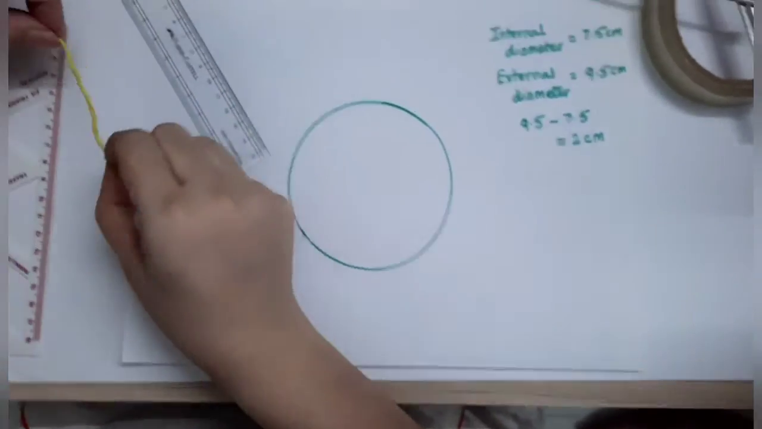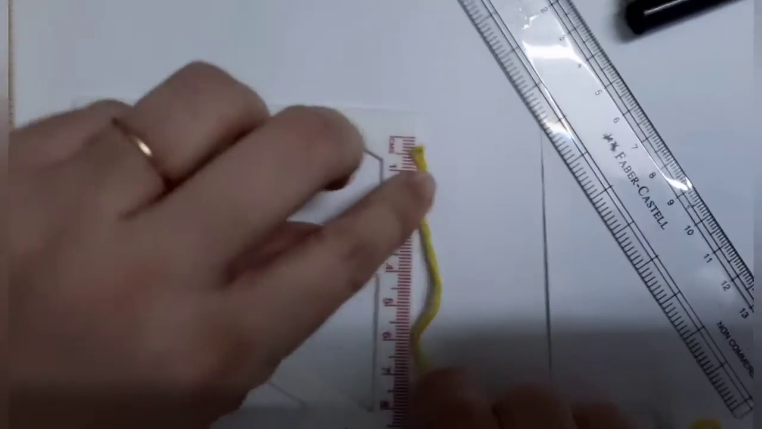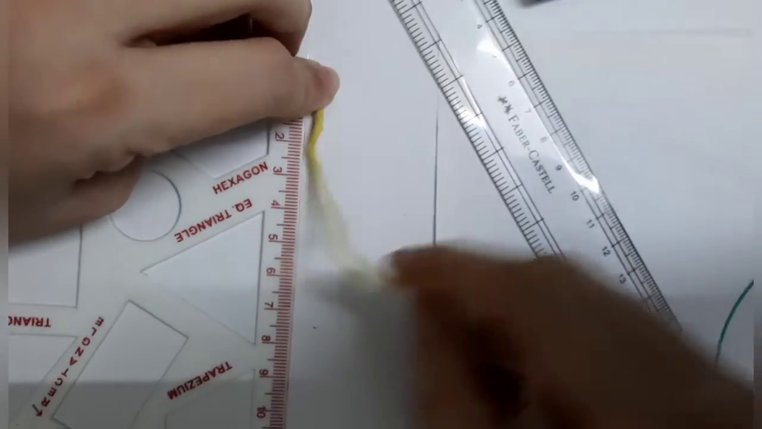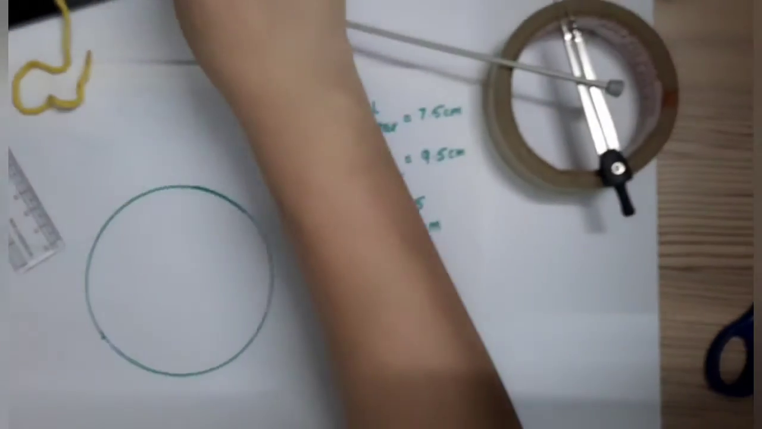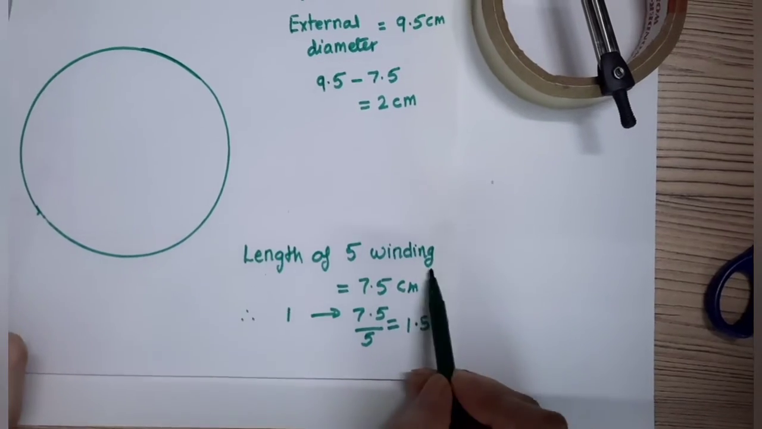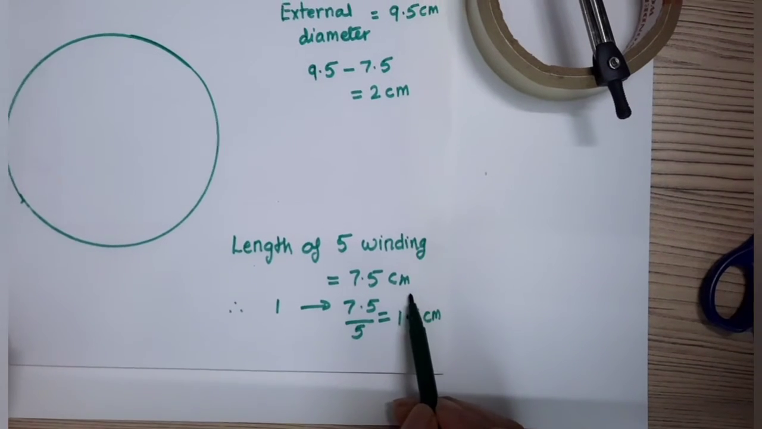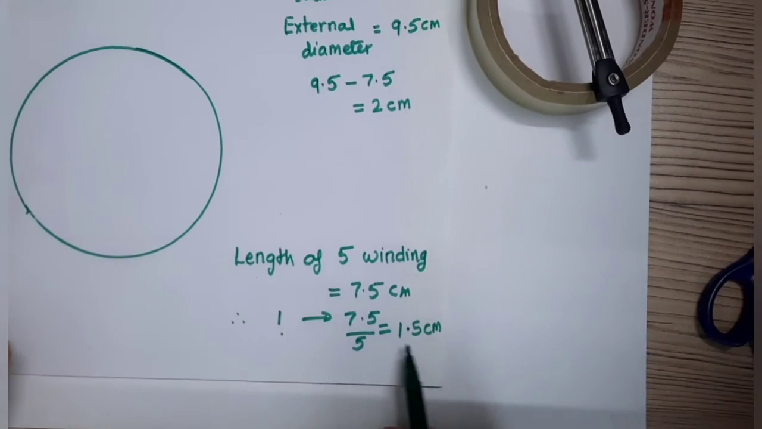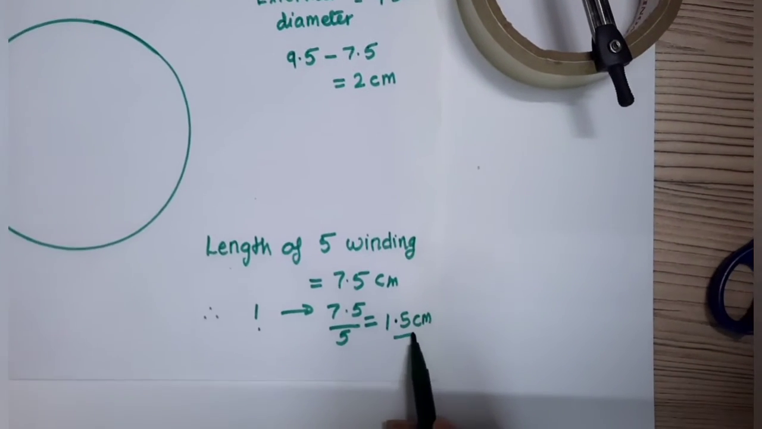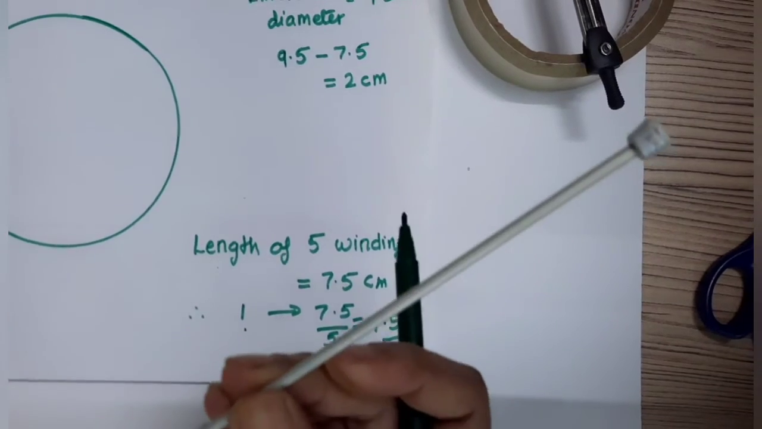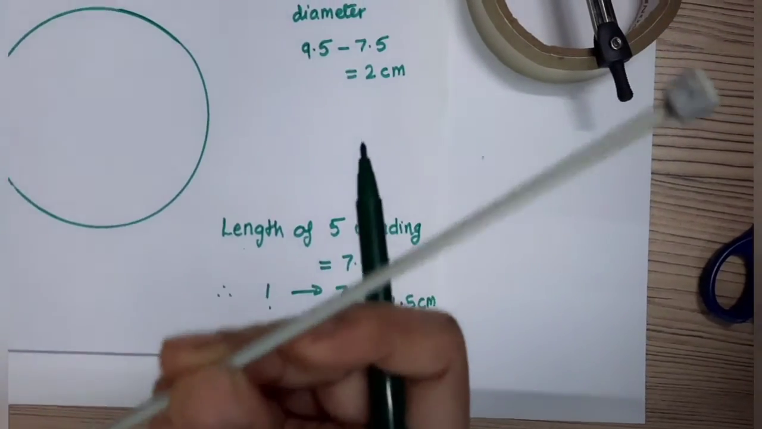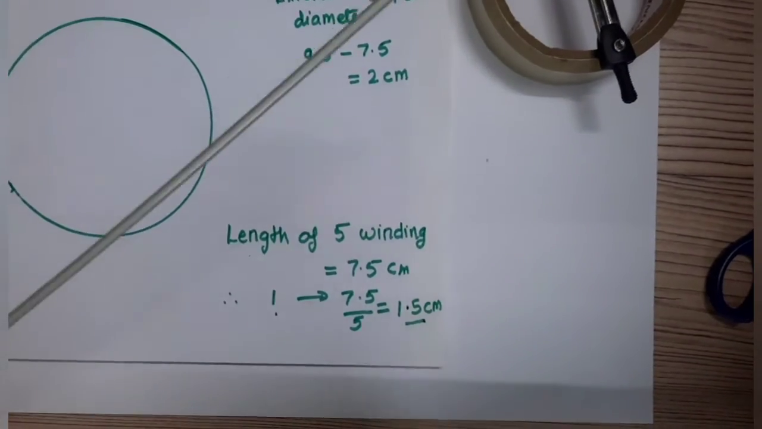Measure the length of this thread. It is coming as 7.5 centimeter. The length of 5 windings is 7.5 centimeter. So the length of one winding would be 1.5 centimeter after calculation. So I can say the circumference of this thin object is 1.5 centimeter.